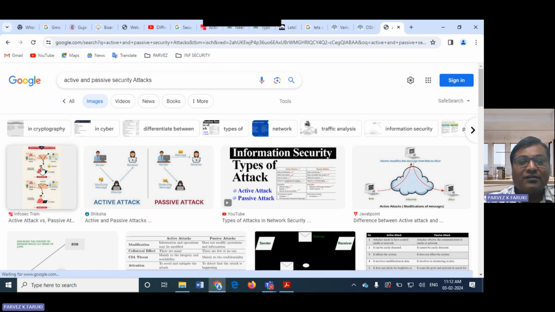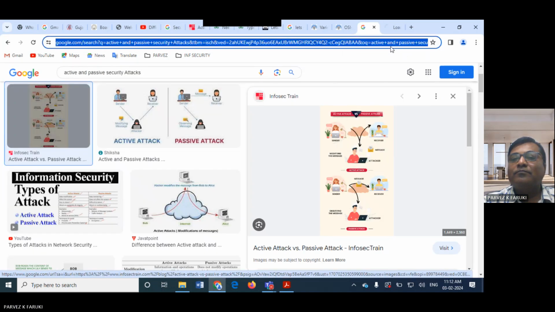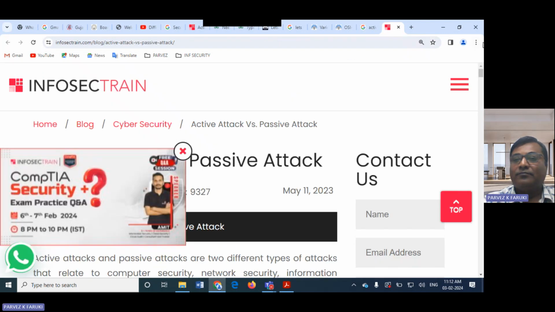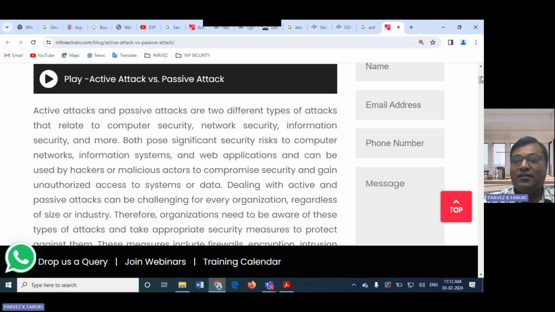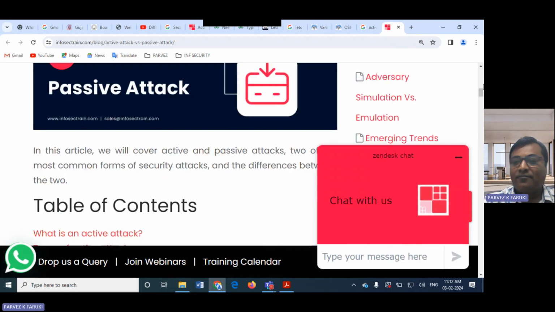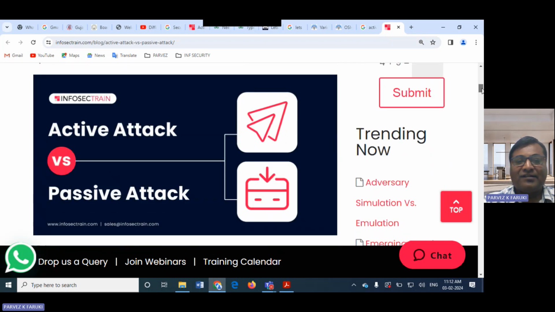So let me just come here and just show them. Okay. So now let's just see. These are the two categories of attacks, active and passive.